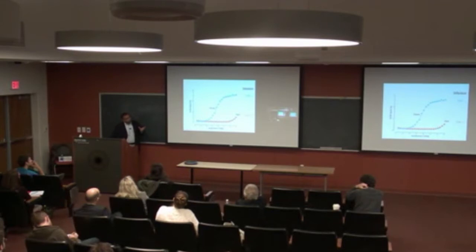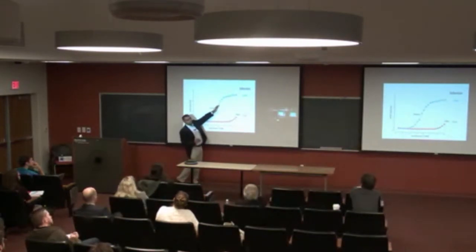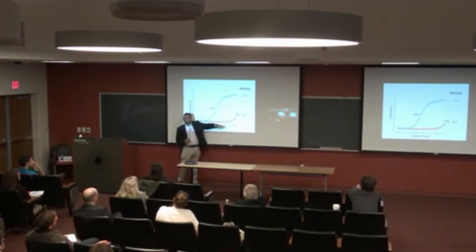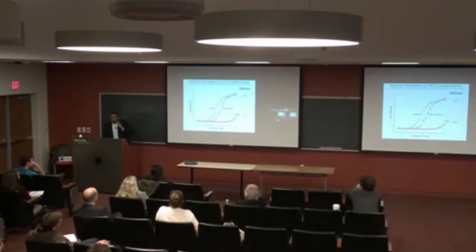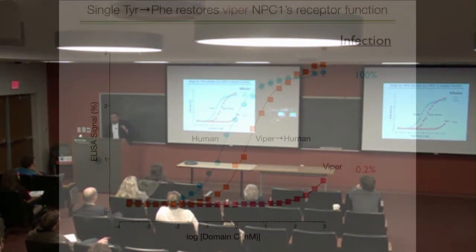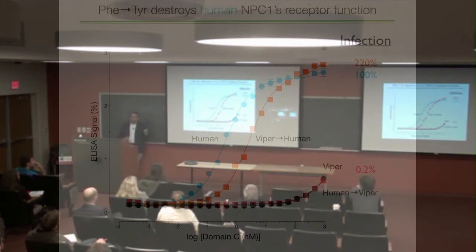After a lot of work by one of my students, Esther, she was able to show that this correlates with infection. If you normalize human infection to 100%, in these snake cells you're down by 3 orders of magnitude. That's a huge effect. Now, all we have to do is make a single amino acid change in the viper receptor, and we can make it bind, and that gives us normal infection in these snake cells. And if we make the same mutation in the opposite direction in the human receptor, that totally kills binding, and it also reduces infection by 99%.